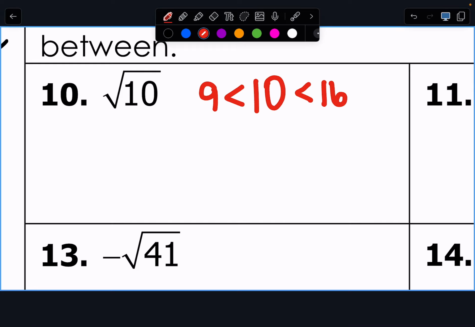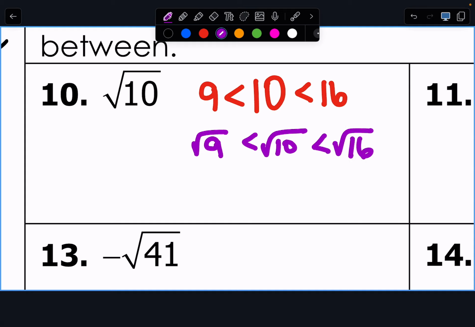Okay. Well, I care about the square root of 10. So let's take each of these numbers and put them under the radical sign. Okay. What did you tell me the square root of 9 was? And what did you tell me the square root of 16 was? 4. So, the square root of 10 is going to be somewhere between 3 and 4.